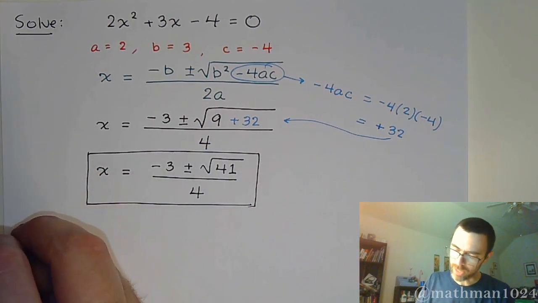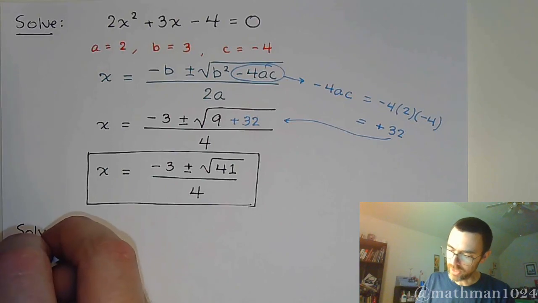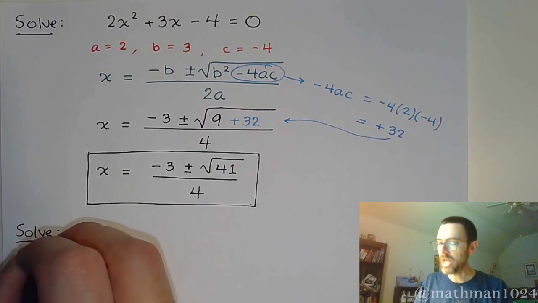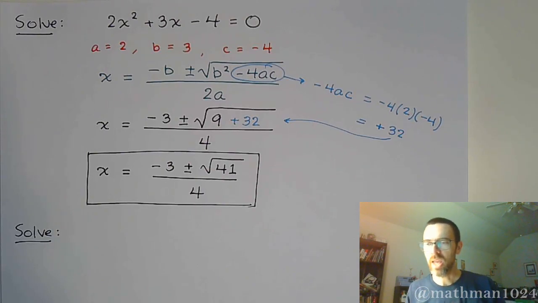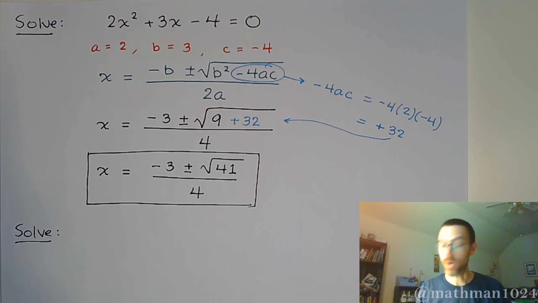Okay, let's do another example, and then we're going to run through several examples and really talk about how do I know which method to use. How can I make it nice and easy? And when do I need to either complete the square or use the quadratic formula?